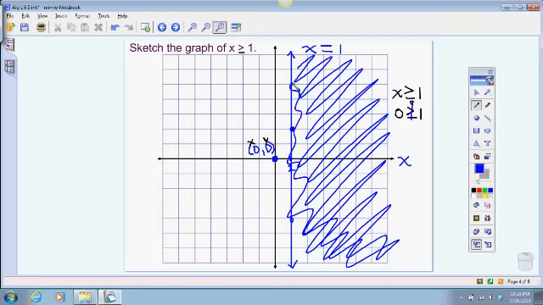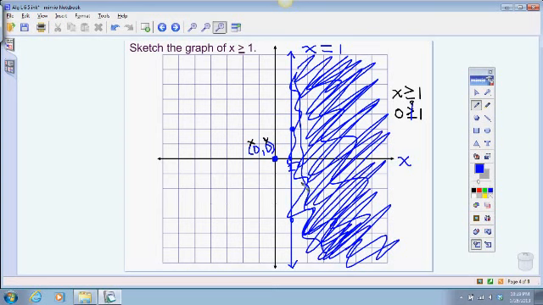Now, I'm not looking for a beautiful job of shading. Just fill it in so you can understand. Try to be a little bit neater than I'm being and not cross over the line. What this means is any point on this side of the line is a solution to this inequality. So if I pick the point (5, 2) and plug a 5 in right here, I would get 5 is greater than or equal to 1. True statement. Any point that falls in the shaded region or on the line would make this true.